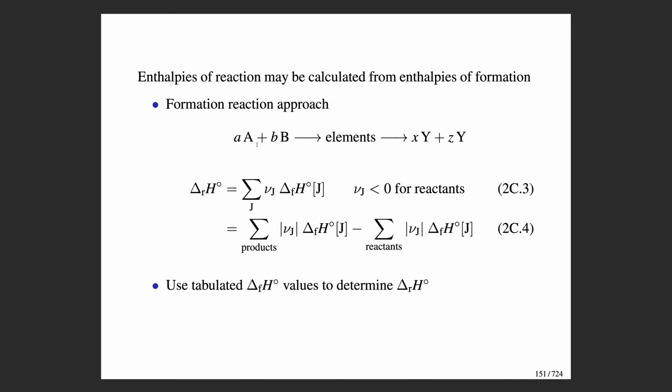So any chemical reaction can be broken down, at least conceptually, into two steps. The first step involves taking the reactants and decomposing them into the elements of their reference form. Now, you may or may not be able to do that experimentally, but it doesn't matter. This is just a conceptual approach for doing calculations. So you take your reactants and you break them down into their elements, and then you recombine them to make the products. So it's a two-step process.